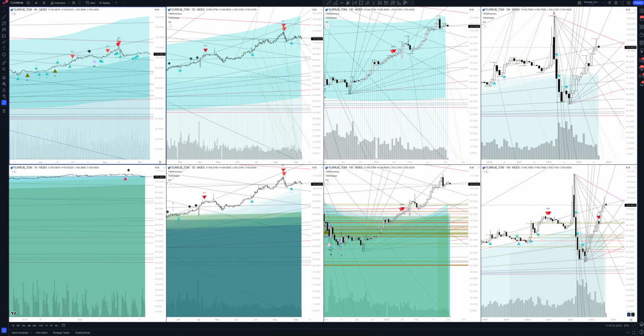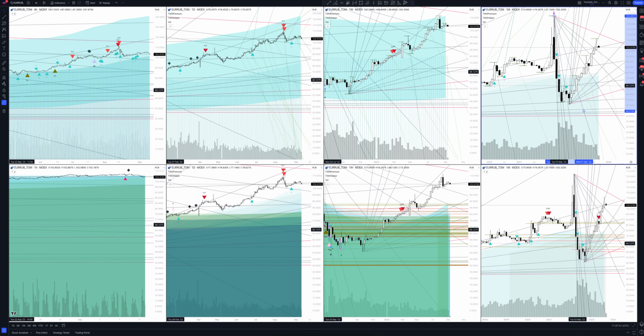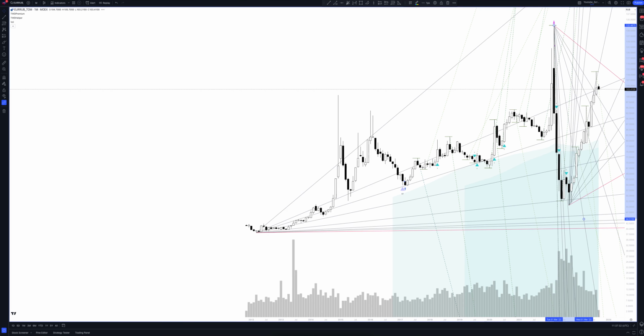Today we will take a look at Euro, Russian ruble TOM stock. Let's analyze the market situation and find out how you can make money on it. Let's start. We always start our analysis from the global market.